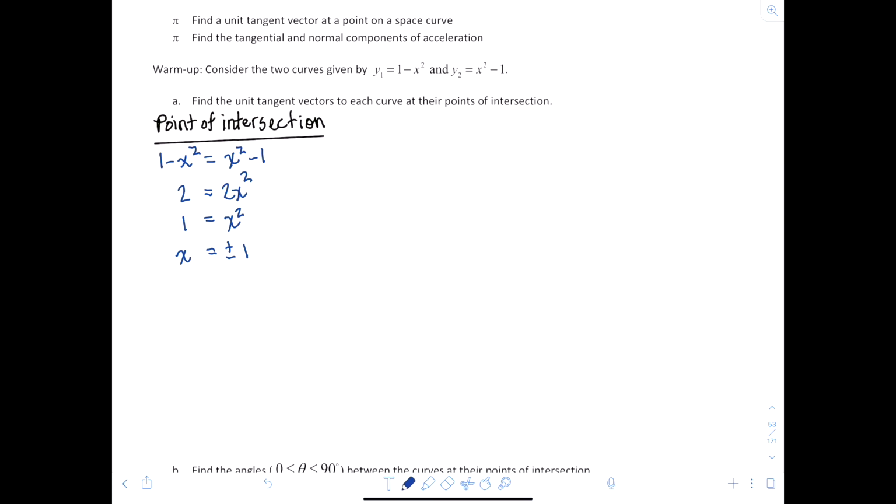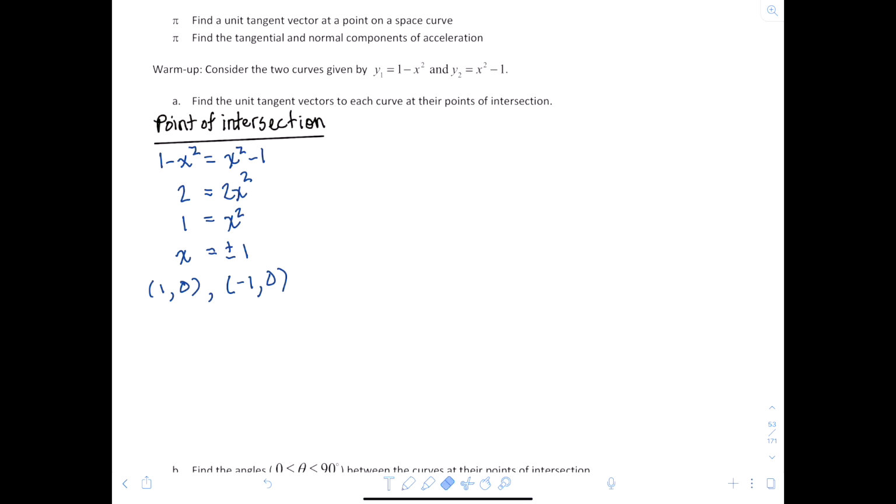So here our points of intersection, therefore, are going to be, why don't we go ahead and find them? So we'll have a point when x is positive 1, we will get 0 for y. And at x equal to negative 1, we will also get 0 for y because the x is squared. Groovy?